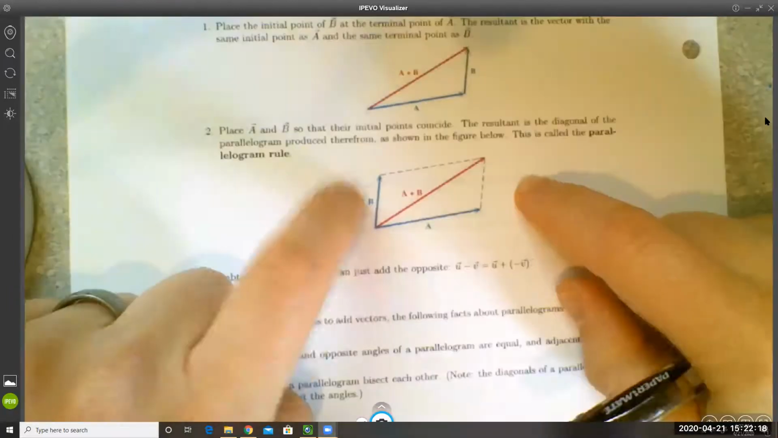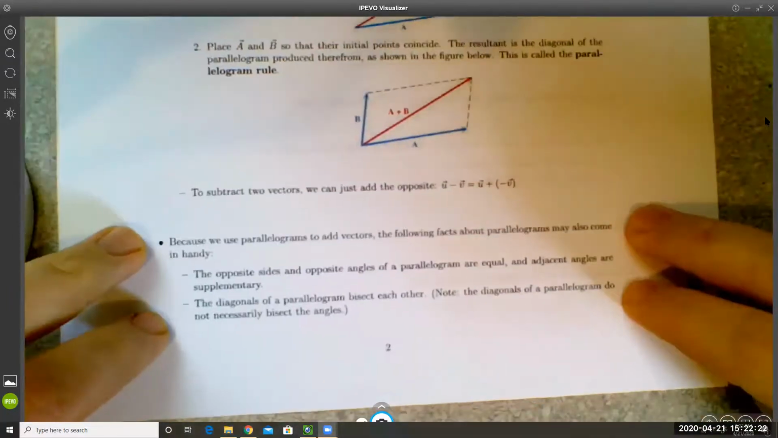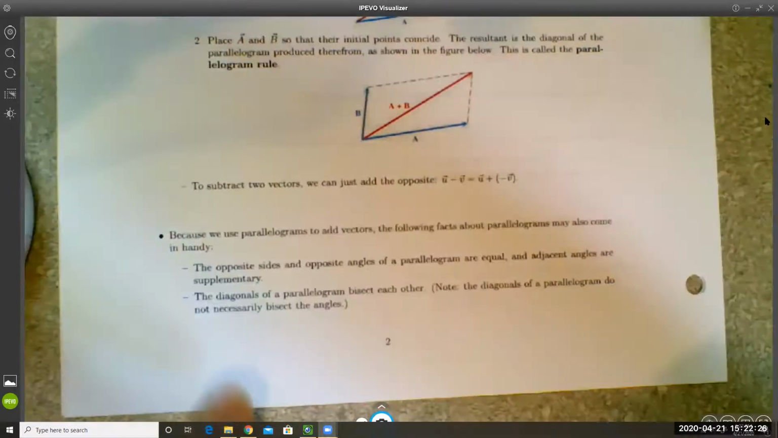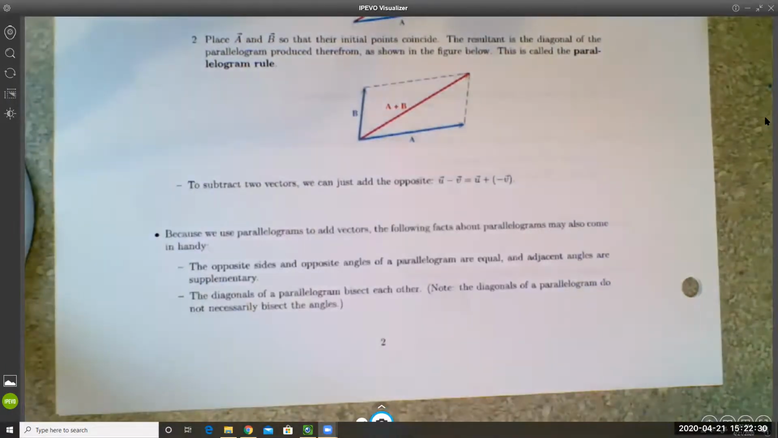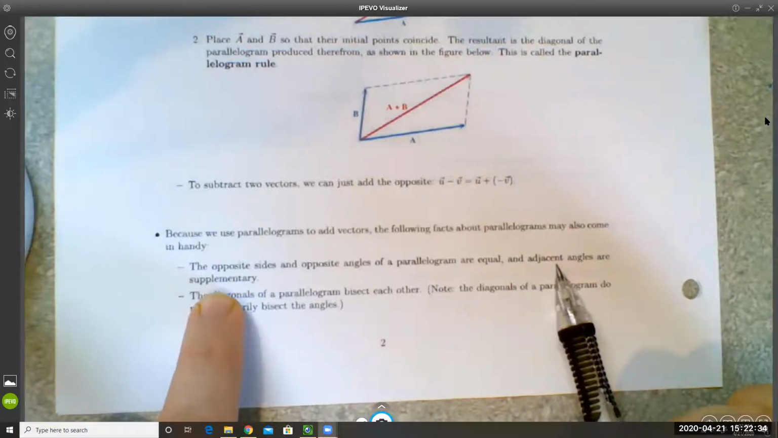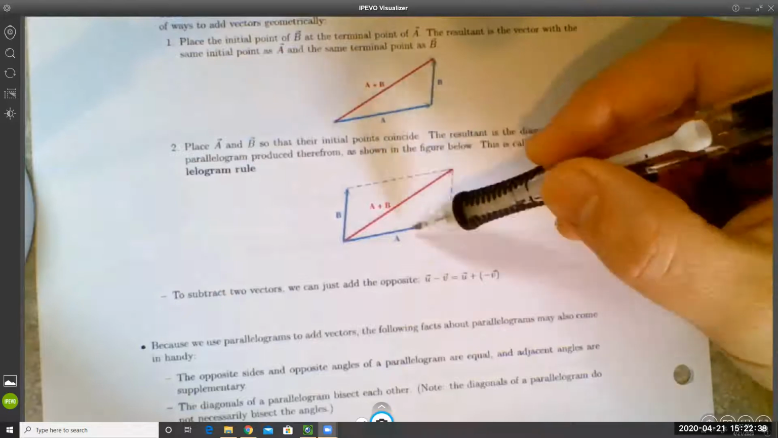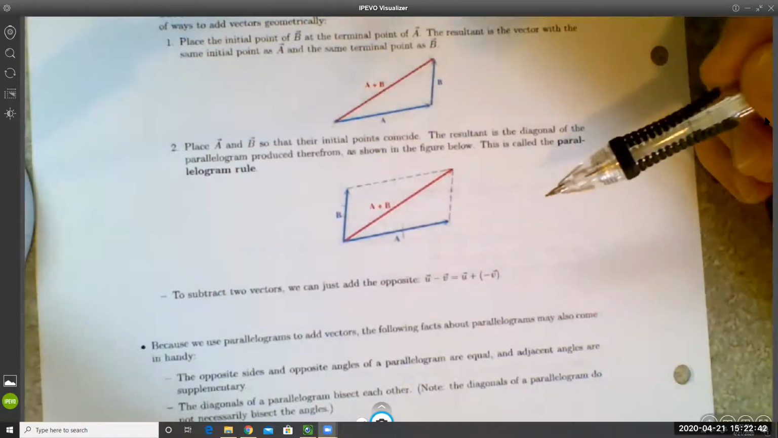Now, because of the parallelogram rule, because we sometimes add vectors this way, it might come in handy to have a couple of facts about parallelograms. So first of all, opposite sides and opposite angles of a parallelogram are equal, and adjacent angles are supplementary. So if we're looking at this parallelogram, this side and this side are the same, this side and this side are the same, but also opposite angles are the same.